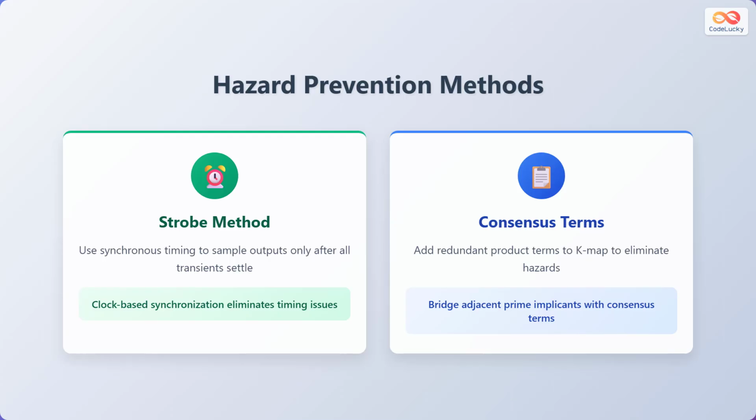Finally, let's look at some common methods to prevent hazards in digital circuits. Two effective methods are the Strobe method and using consensus terms. The Strobe method uses synchronous timing to sample outputs only after all transients settle. Clock-based synchronization eliminates timing issues. Consensus terms involve adding redundant product terms to the Karnaugh map to eliminate hazards, which helps bridge adjacent prime implicants.